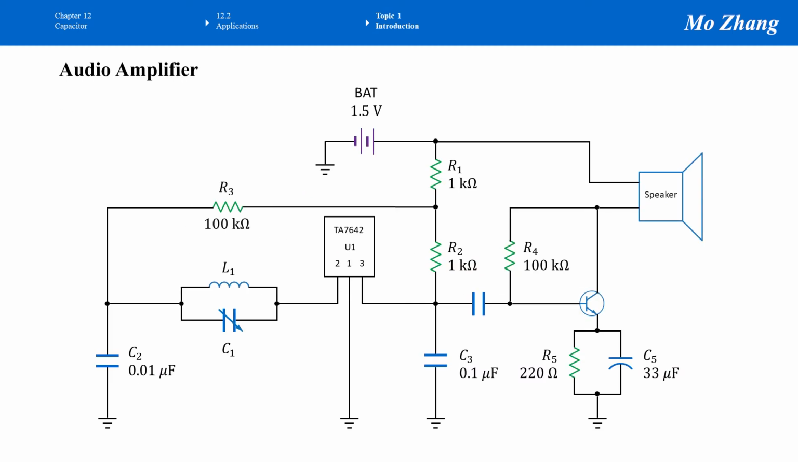This is another application of using capacitors. It's an audio amplifier. As you can see, this is a pretty complicated circuit. It has different kinds of devices such as the inductors, capacitors, and resistors. There is a semiconductor device called a transistor, and the output connects to a speaker. As you can see, there are lots of capacitors in this circuit.